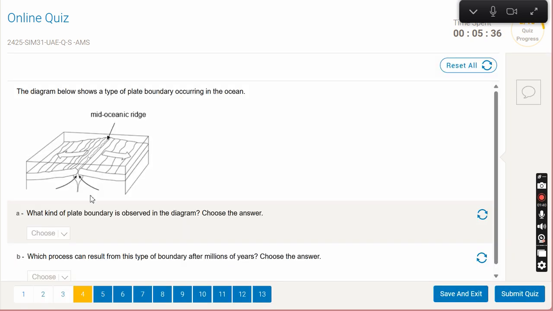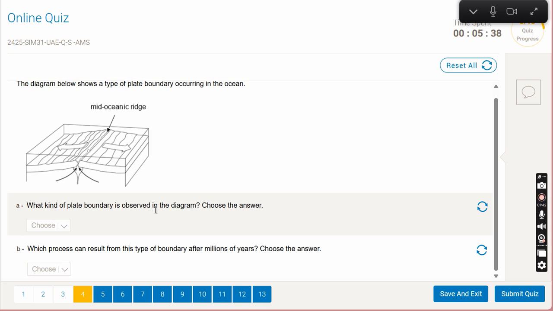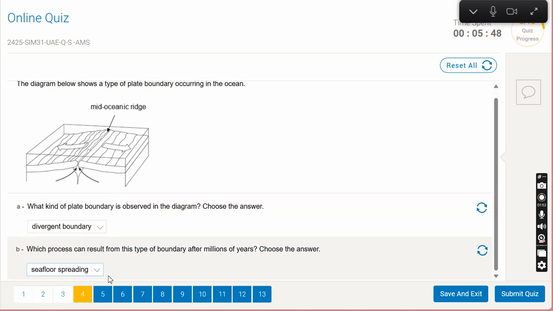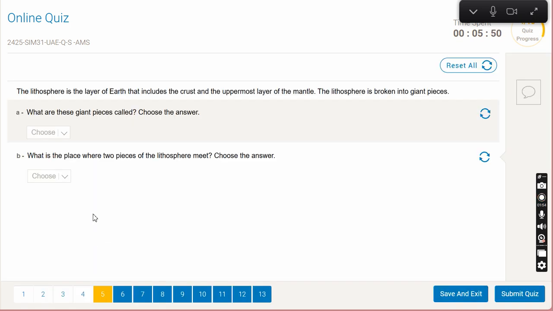The next one: what type of plate boundary is observed in the diagram? Look, they're going away from each other. If they're going away from each other, it's called a divergent boundary. Which process can result from this type of boundary after millions of years? A new seafloor spreading, like I explained in the beginning. Let's go to the next one.